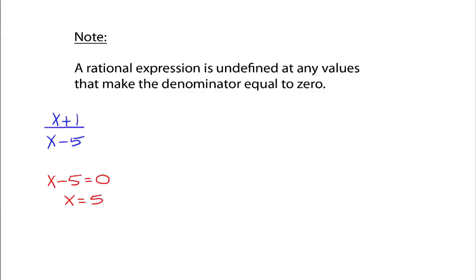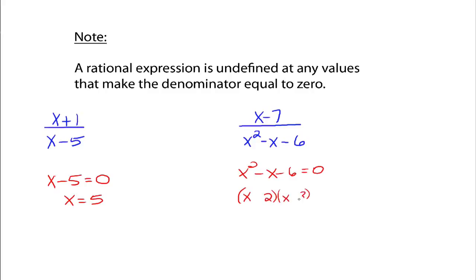Right? What about, say, this one? Right, so you have x minus 7 over x squared minus x minus 6. This one's not so easy to see what makes the denominator 0, right? So take the denominator, set it equal to 0. Right, now we've got a little equation to solve. And we can factor this left-hand side here, right? That goes into factors. The factors of 6 that subtract up to 1. That would be 2 and 3. So we need x and x, and this is a minus 3 and a plus 2.